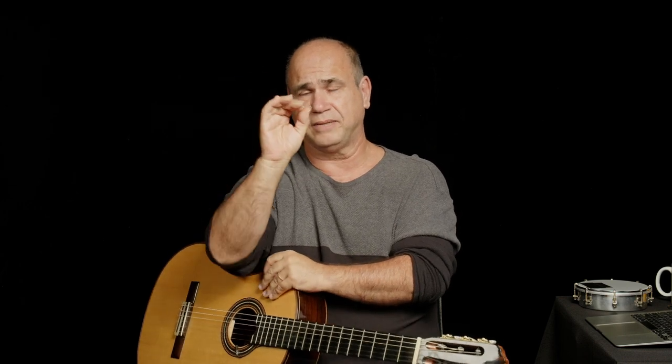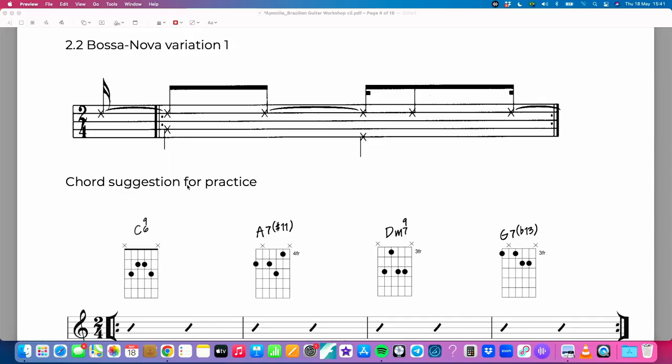One important thing to understand: if you have two measures in a pattern or groove, the first measure should always be syncopated and the second one on the beat. Now I'm showing you a syncopated measure, which is the same one, but making a 16th note syncopation. So you go like one, two, one, two. Now it's the same thing, but it's syncopated.